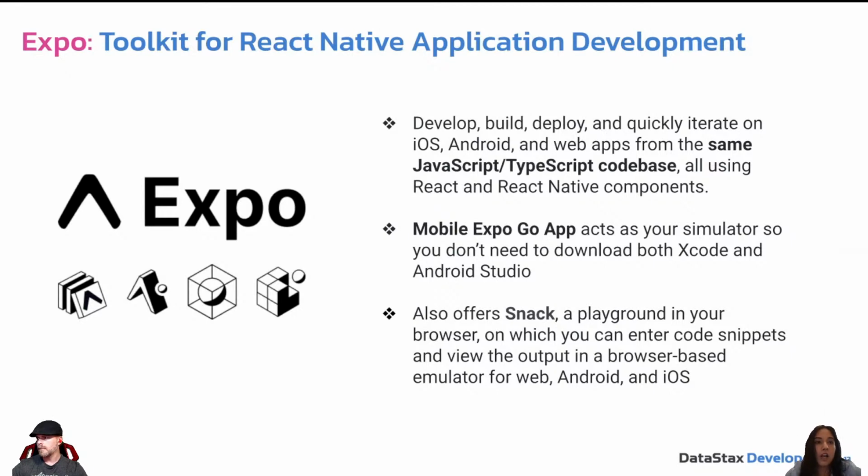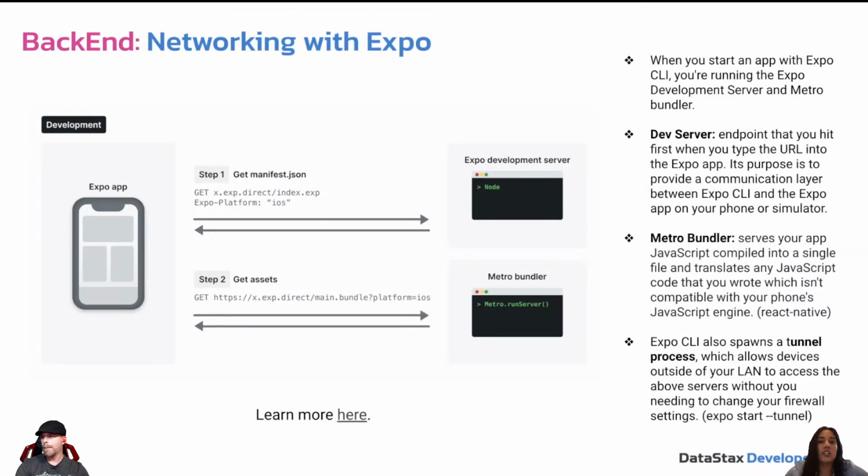So to give you a little background on how Expo works, Expo has two main parts, the dev server and the Metro Bundler packager. The Metro Bundler, just to put it shortly, compiles all of your JavaScript code into a single file, and also converts your assets into objects so they can be viewable on mobile.